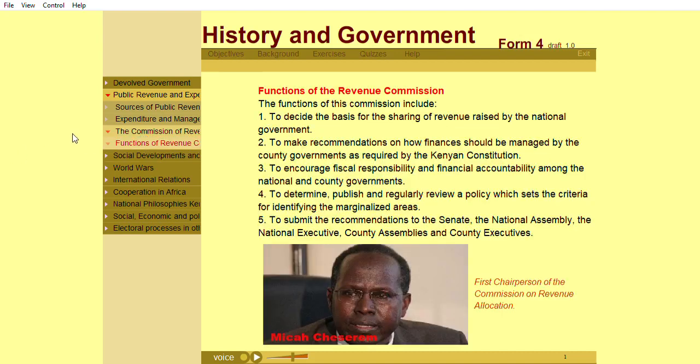The functions of this commission include deciding the basis for the sharing of revenue raised by the national government, making recommendations on how finances should be managed by the county governments as required by the Kenyan Constitution, encouraging fiscal responsibility and financial accountability among the national and county governments, determining, publishing, and regularly reviewing policy which sets the criteria for identifying the marginalized areas, and submitting the recommendations to the Senate, the National Assembly, the National Executive, county assemblies, and county executives.